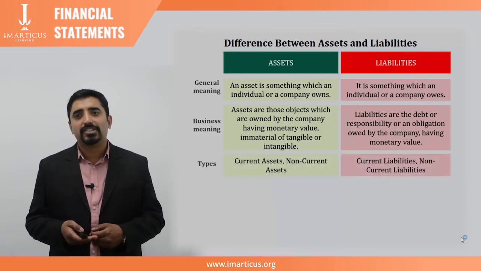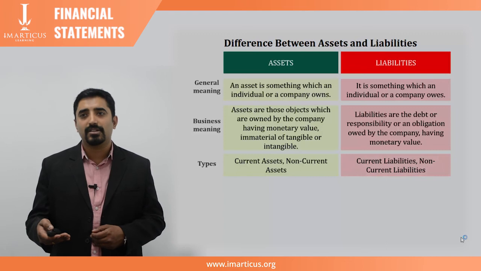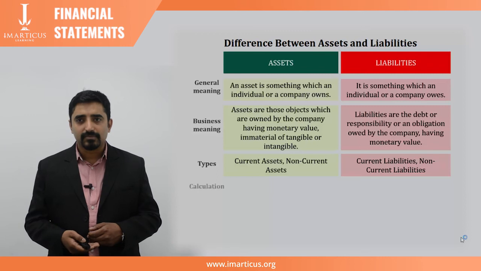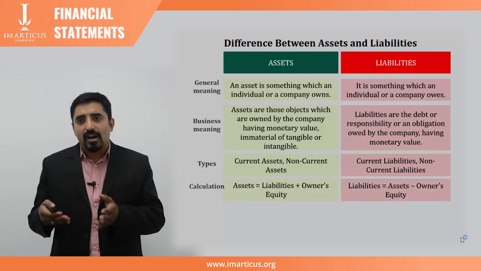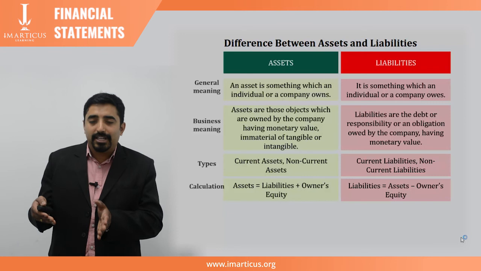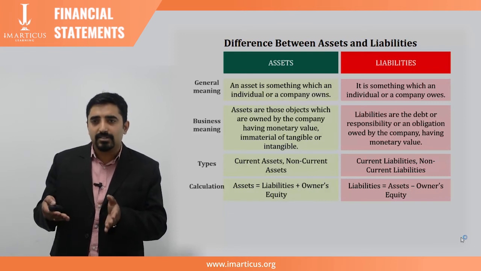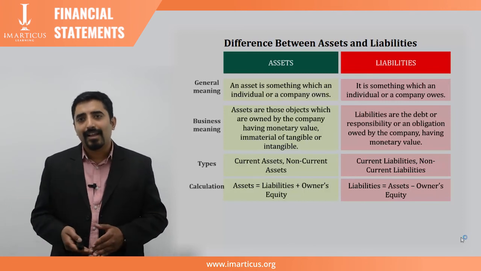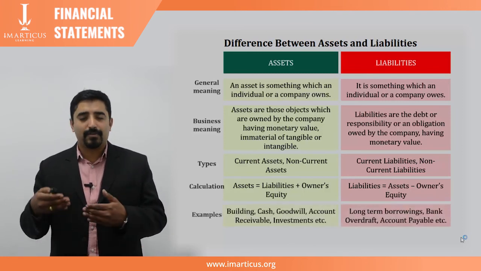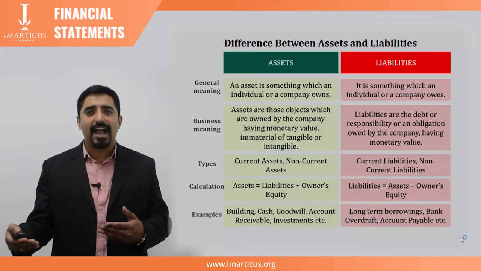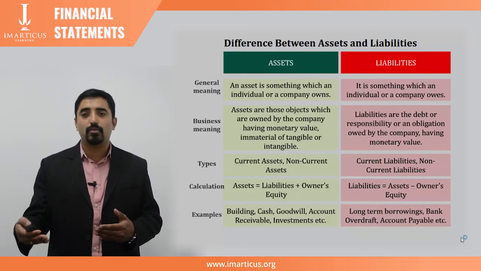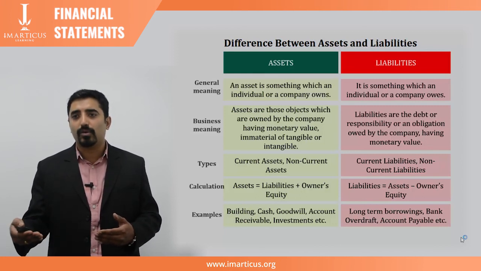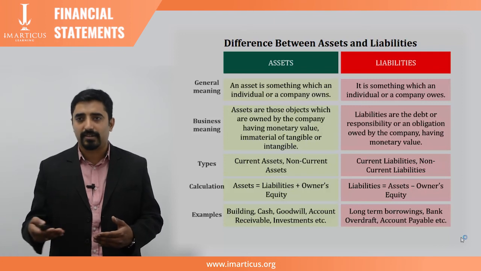Types of assets are current assets and non-current assets. Types of liabilities are current and non-current liabilities. From a calculation perspective, assets is the liabilities plus the owner's equity. Liabilities is assets minus the residual owner's equity. Examples for assets are buildings, cash, goodwill, accounts receivable, investments, etc. On the other hand, liabilities are long-term borrowings, bank overdraft, accounts payable, debt, etc.